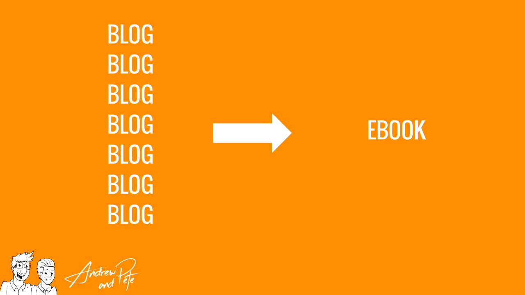Method 2 is build up. So this is the opposite of breakdown. Here we are taking bits of content and we are building them up into one bigger bit of content. Examples of this may include, you know that ebook that you've always wanted to make, but it's just too long to create? What you can do is take some of your blogs, put them all together so they make a bit of sense, and boom, there you go, your ebook.